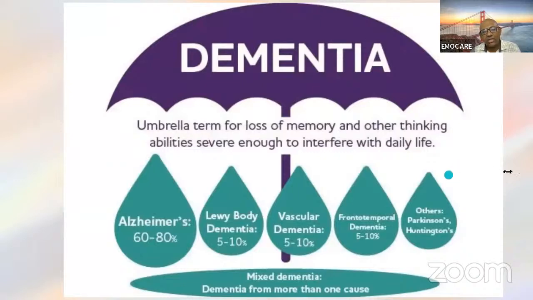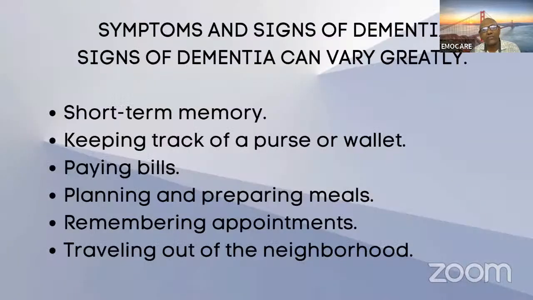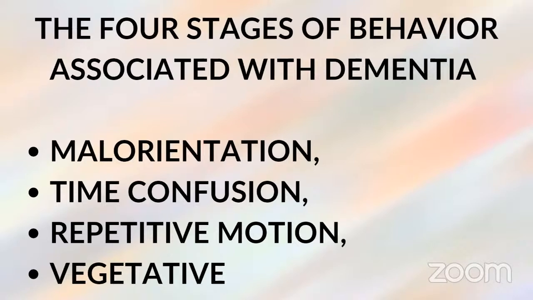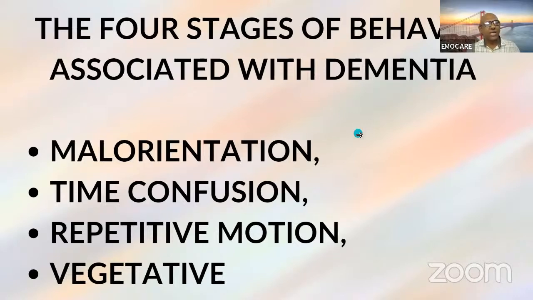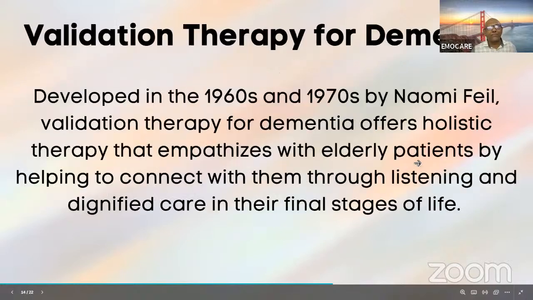Mixed dementia will also cause dementia. All these aspects we have already seen, the causes, everything. The four stages of behavior associated with dementia are malorientation, time confusion, repetitive motion, and vegetative. These are all the four stages.